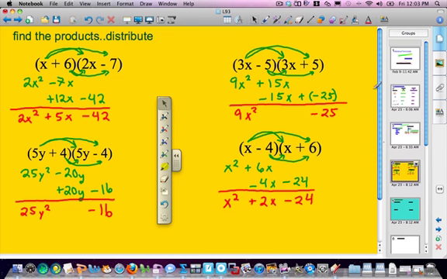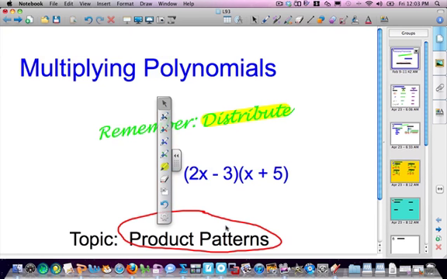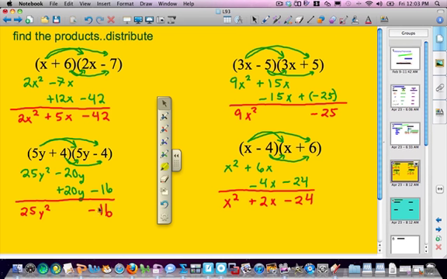Now remember, our focus today is on the product patterns, the patterns that are produced when we multiply. So take a look at the products. These two products were quadratic binomials. How are the original expressions the same? The product in the top left corner and the bottom right corner were quadratic trinomials. How are these original expressions different from the expressions that produced quadratic binomials?